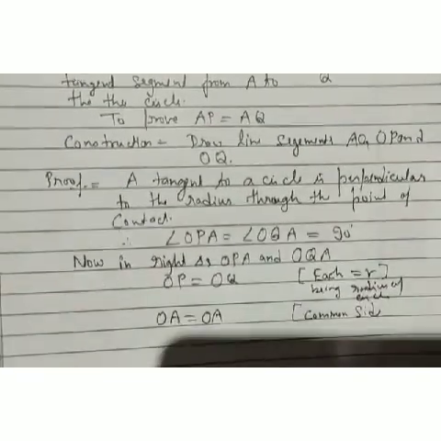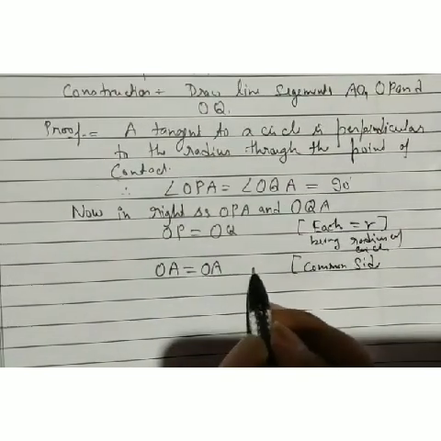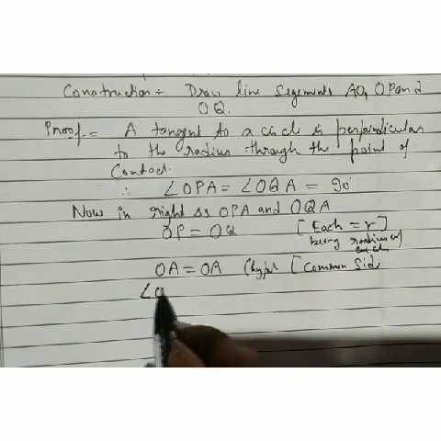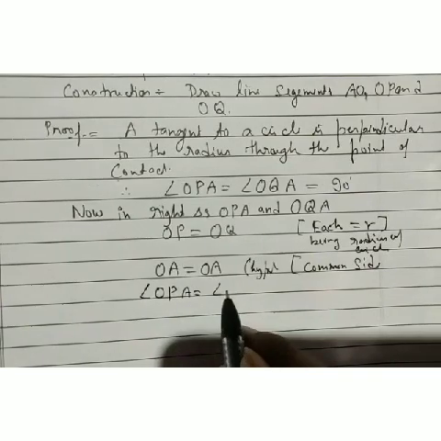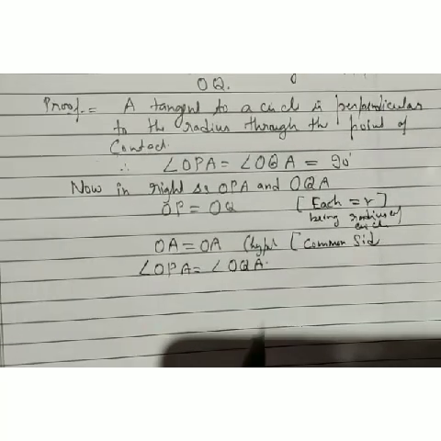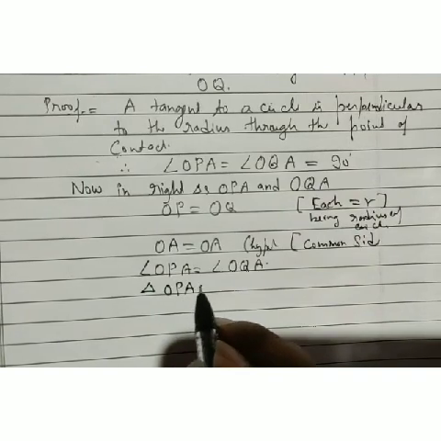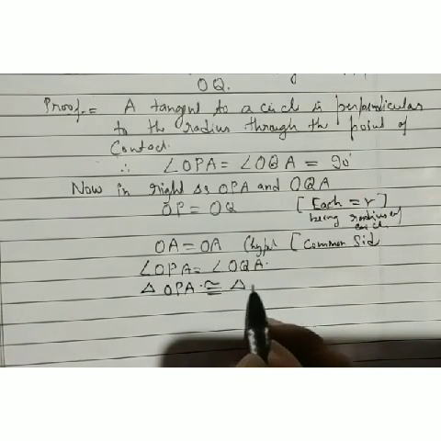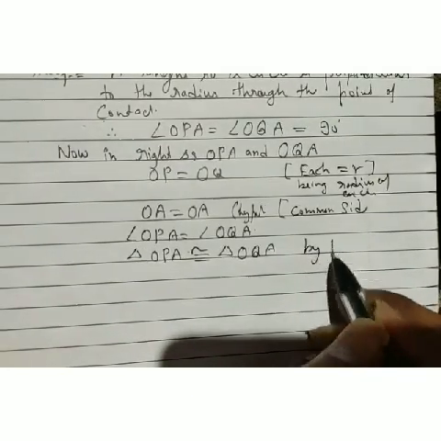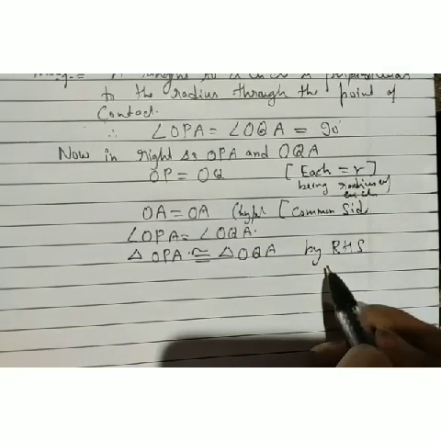Now what do we have? We get OP equal to OQ, OA equal to OA, which is the hypotenuse, and angle OPA equal to angle OQA. Then triangle OPA is congruent to triangle OQA by RHS, the right angle hypotenuse side congruency rule.